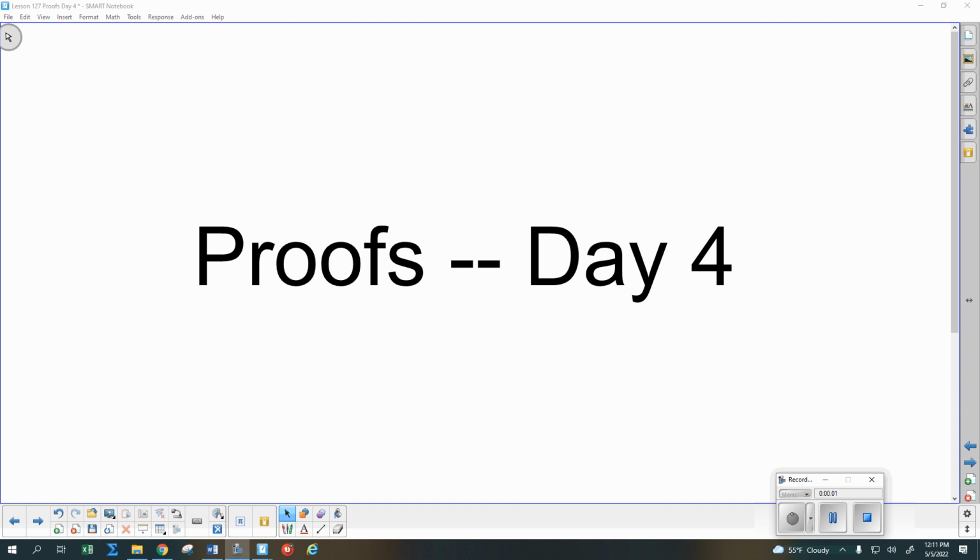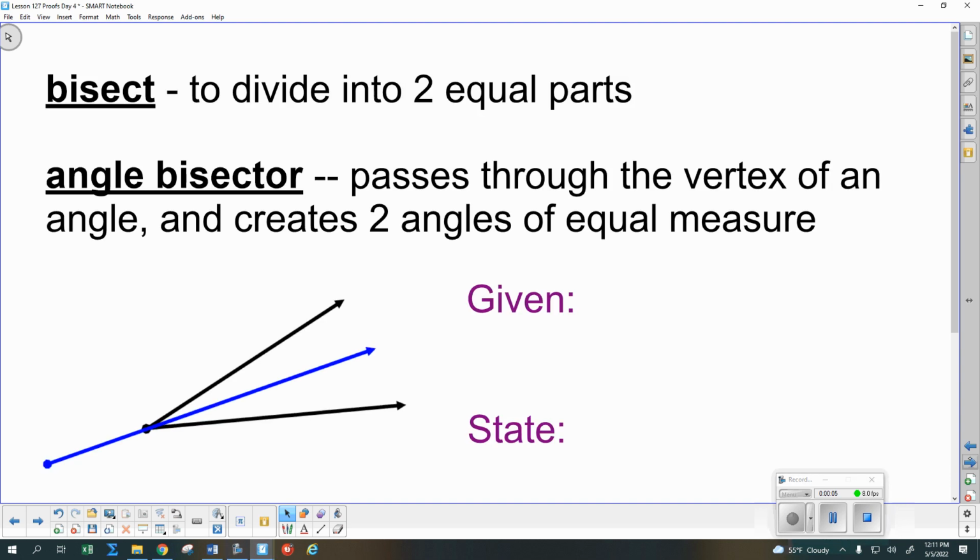Today, then, we are on our 4th day of proofs, and you have a notes page to make this go a little bit faster. We're going to focus on a little bit of vocabulary first, and then a little bit of review, and then a couple of proofs.